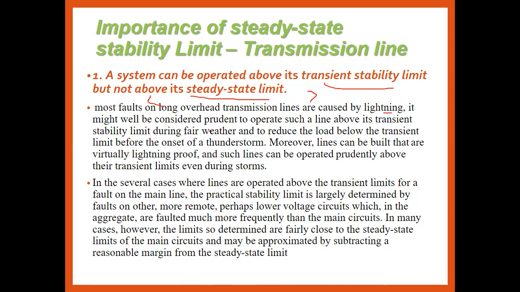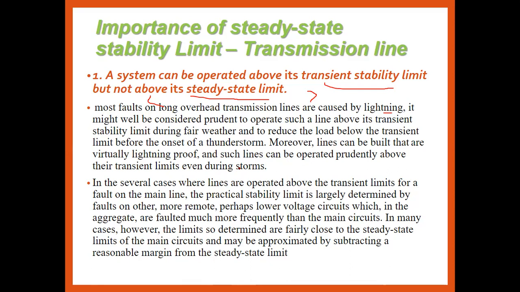Now, whenever lightning occurs, the transient stability limit is during fair weather, and to reduce the load below the transient limit at the onset of the thunderstorm. Thus, the line can be built virtually lightning proof, and such a line can be operated permanently above its transient limit even during storms. Meaning what? Above its transient stability limit, its maximum power transfer is happening because of lightning over the overhead transmission line, but below its steady state stability limit.